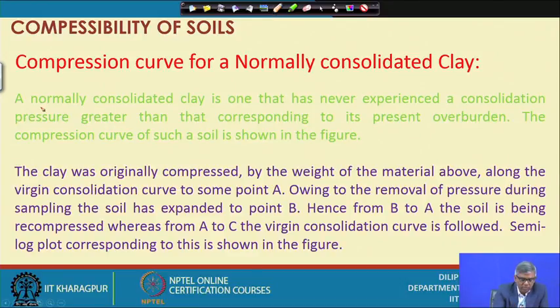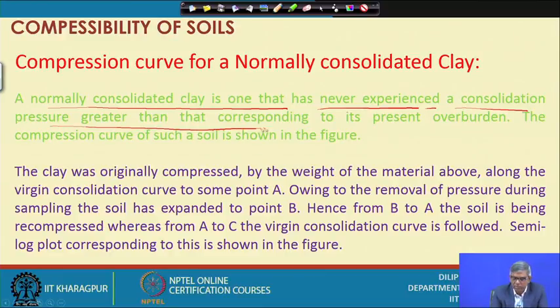A normally consolidated clay is one that has never experienced a compression or consolidation pressure greater than that corresponding to its present overburden pressure. Suppose at a particular site I can calculate the present overburden pressure, but if the soil layer has never been subjected to higher pressure than this, that means it is normally consolidated, consolidating uniformly, and never consolidated by a higher pressure.